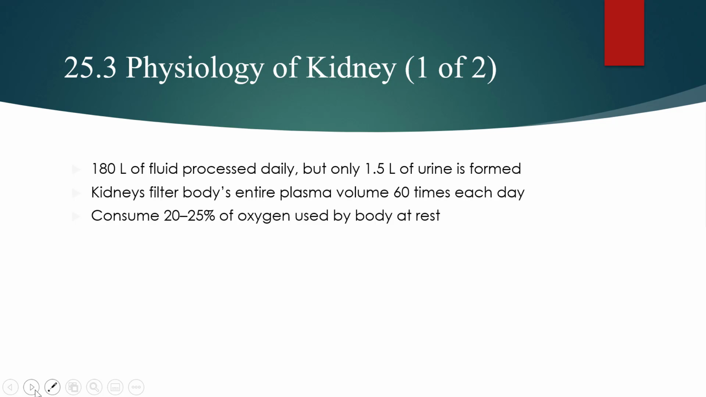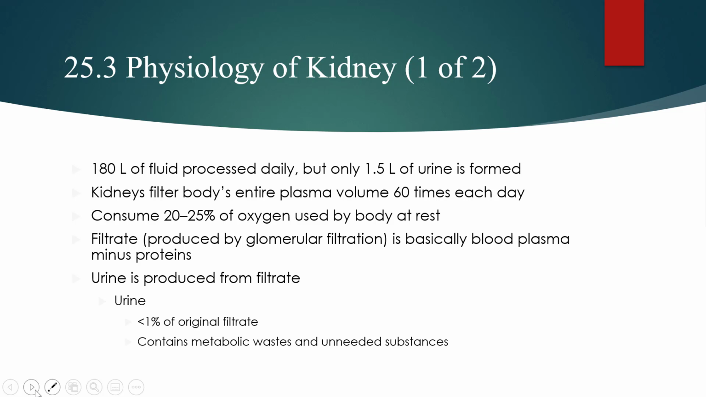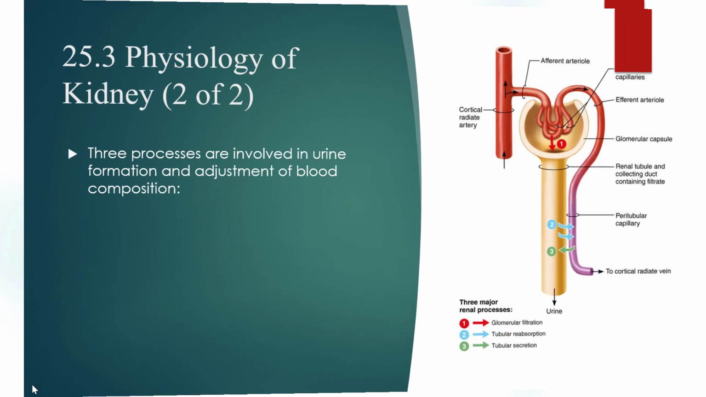So our kidneys consume about 20 to 25% of oxygen used by the body at rest. The filtrate produced by glomerular filtration is basically blood plasma without the proteins. And urine is produced from the filtrate. Urine is less than 1% only. This is 1.5 liters versus 180 liters, so less than 1% of the original filtrate. And it contains metabolic waste and unneeded substances.